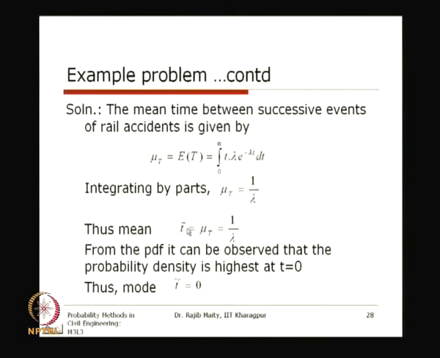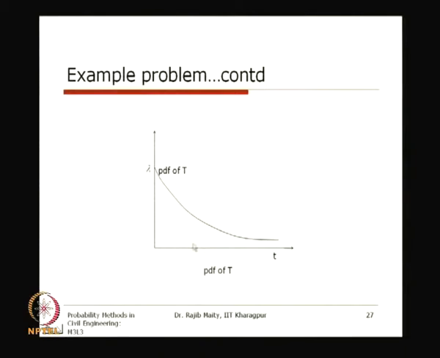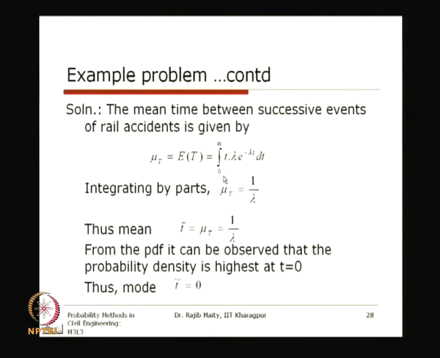So, this mean t bar, mu t, is 1 by lambda. From the PDF, it can be observed that the probability density is highest at t equals 0. Looking at the density values, at t equals 0 itself the magnitude of this PDF is maximum, which is lambda. So, from the definition of the mode, the mode, that is t tilde, is equal to 0. So, mode is at 0, mean is at 1 by lambda.